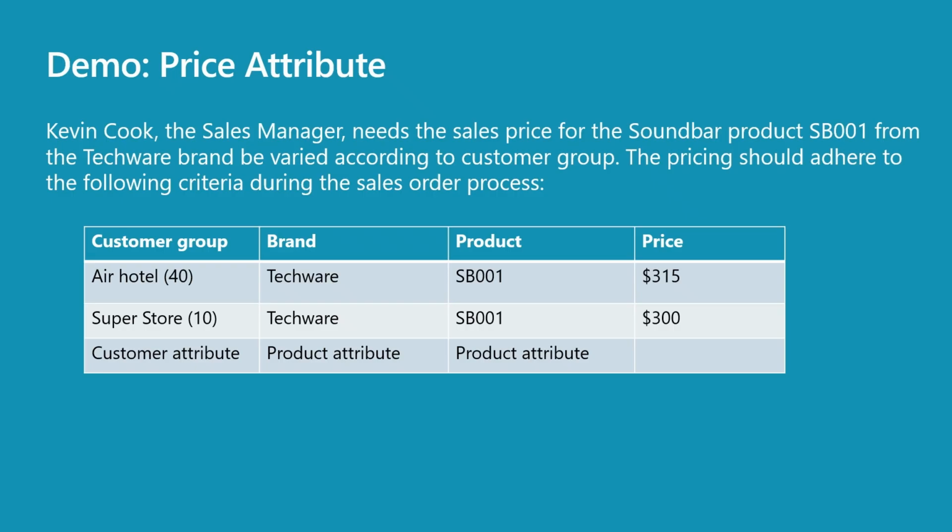When it is sold to 40, it is being priced at 315, and the same product when it is sold to customer group 10, it is being priced at $300. And we'll see how this can be achieved through pricing management.